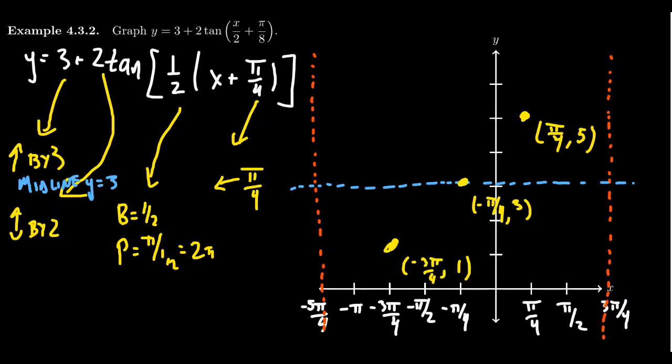And as this is a tangent function, no reflection happens. If you connect these dots in the typical tangential way, you then get one cycle of the graph y equals 3 plus 2 tangent, x over 2 plus pi over 8. And so this gives us some examples on how we could graph tangent or cotangent functions with transformations.